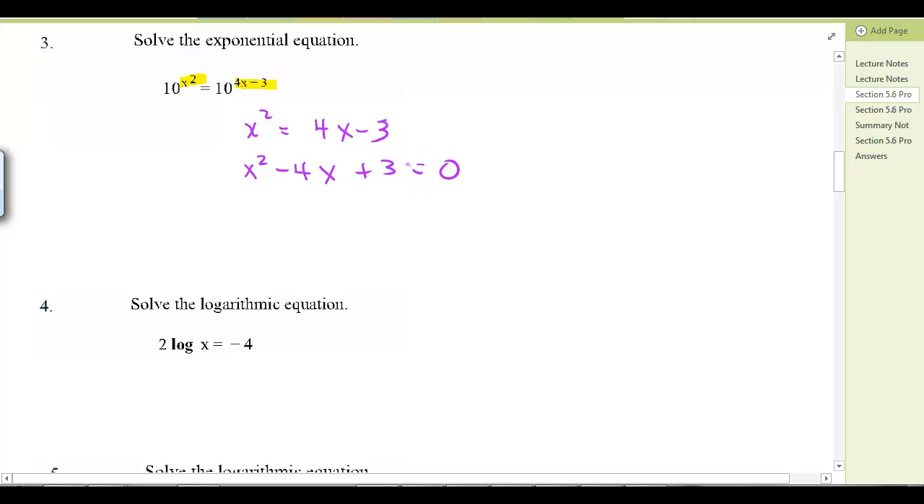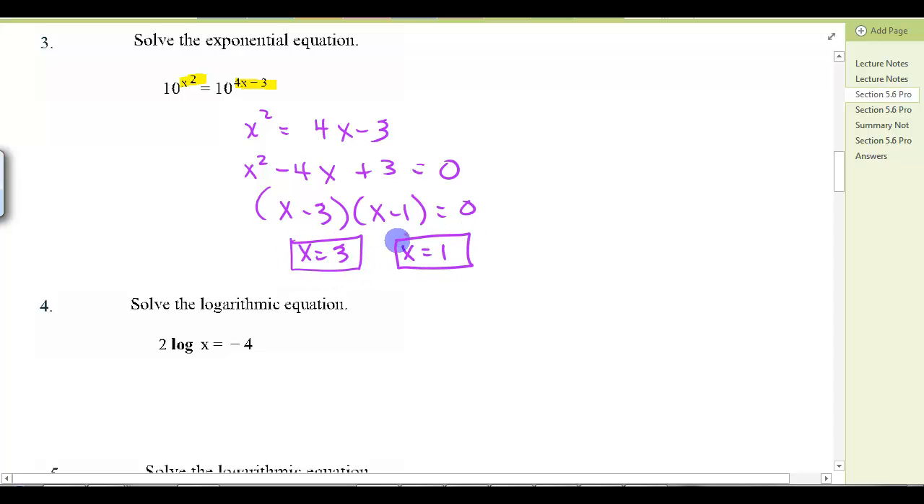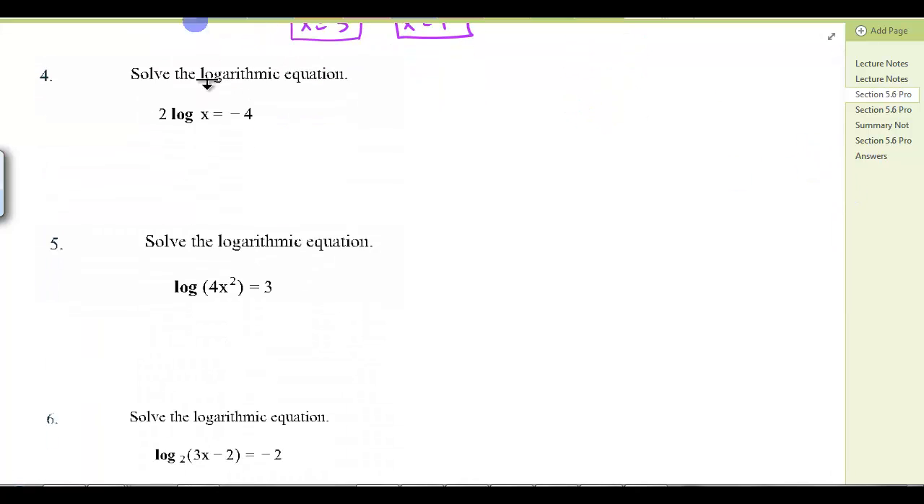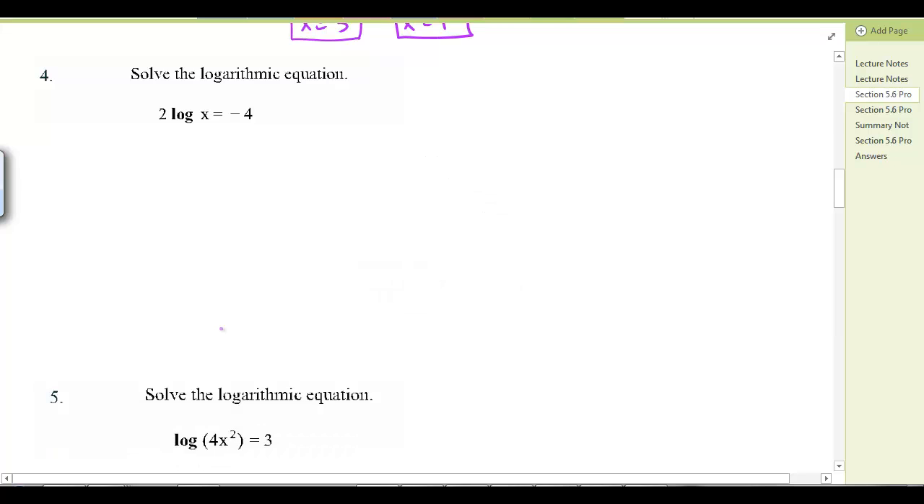And then we check to see if we could factor that, and we can. X minus 3, x minus 1 equals 0. So x is 3, x is 1. And I suspect, I don't have the actual problem set because I just grabbed parts of the questions, but I suspect you will just be putting in 3, 1 in MathLab. Okay, something like that. All right, number 4, solve the logarithmic equation.